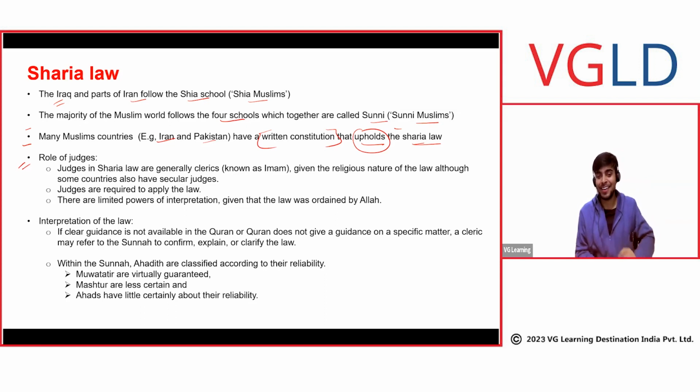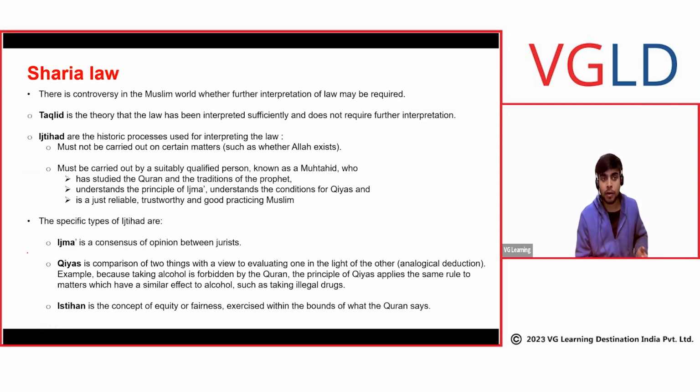Please don't leave. Okay. Role of judges. Judges in Sharia law are generally clerics. Like in common law and civil law, we have judges who interpret the law. But please understand, because Sharia is a divine revelation of God, Allah Himself, there is a limitation on interpretation. The clerics, the judges, also known as imam, have limited power in interpreting the law. This creates further discussion about taqlid and ijtihad.